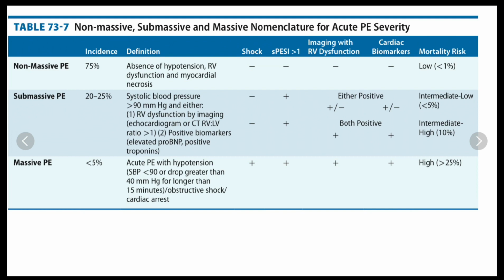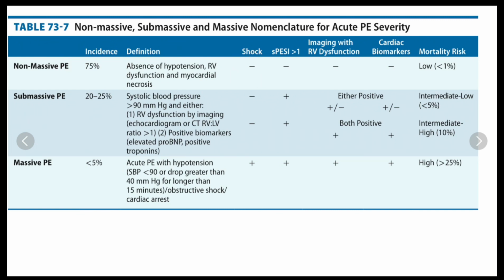So we can divide pulmonary embolism into three parts: non-massive, submassive, or massive. In non-massive, the incidence is 75%. Most of the cases are non-massive only. So what is the definition of non-massive pulmonary embolism? Absence of hypotension, right ventricular dysfunction and myocardial necrosis. If none of them is present, then we will say this is non-massive.